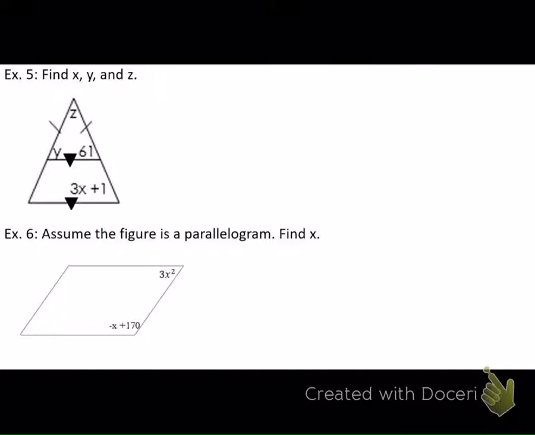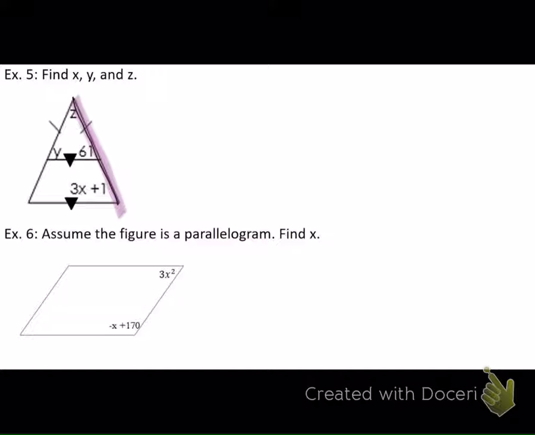So it says find x, y, and z. So these two are parallel lines. This is a transversal here. Do you see this transversal here? I'm going to use the highlighter. Do you see the transversal? So we really do not care about this line right now, do we?